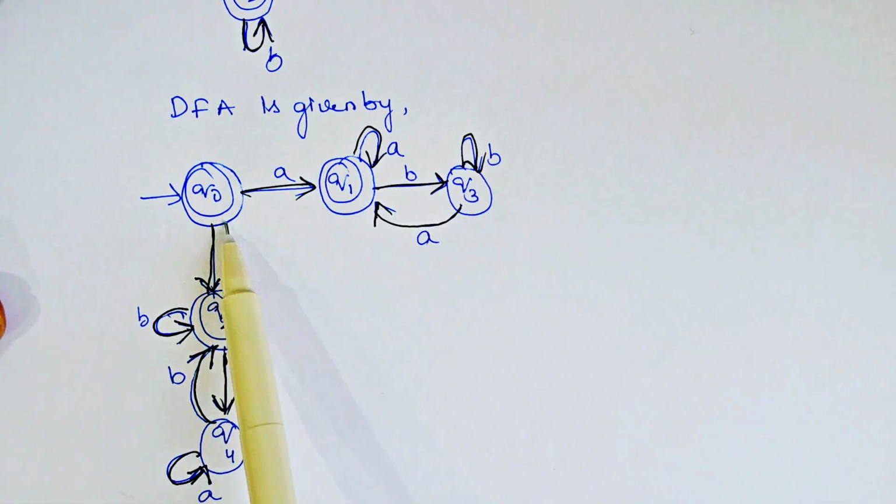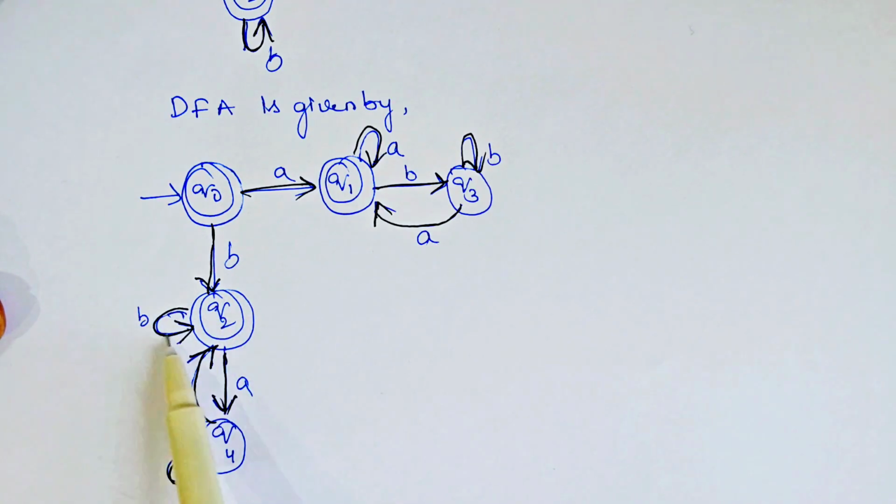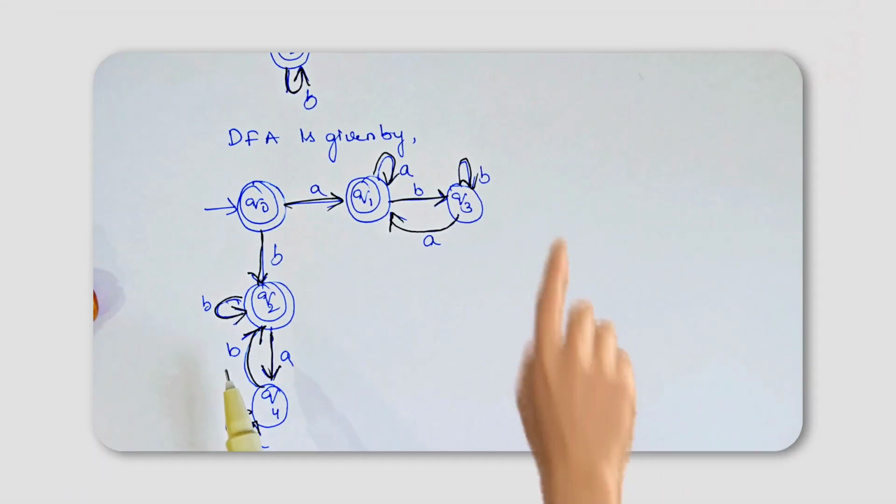Similarly, for this particular B path, Q4 upon reading A can be connected to the same state, whereas Q4 on B should be connected to the final state Q2, so that the string will be B, B, B, B, A, B. Starting and ending symbol is same in this particular path.